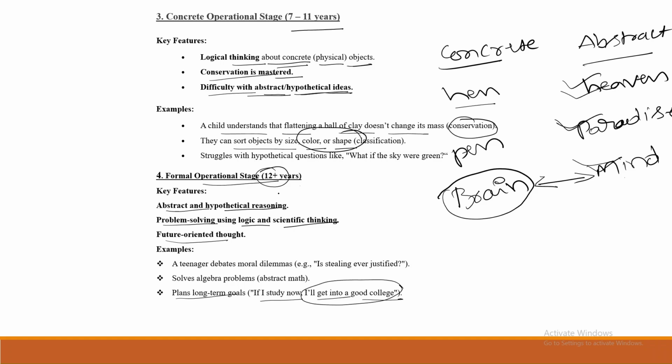This is the long-term goal, starting from 12 plus years. Solve the algebra problems. You may understand now why algebra is introduced after the 7th and 8th class. This is abstract math, and abstract things are understood only after 12 plus years. Before 12 years, a child fails to understand abstract things. Because of that, there is no algebra in 4th class, 3rd class, or 2nd class.